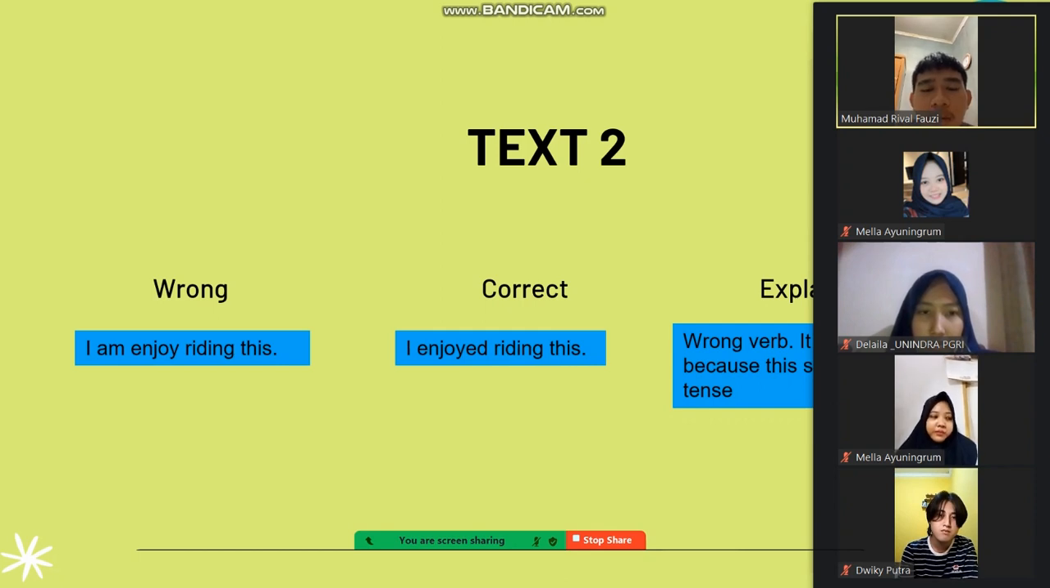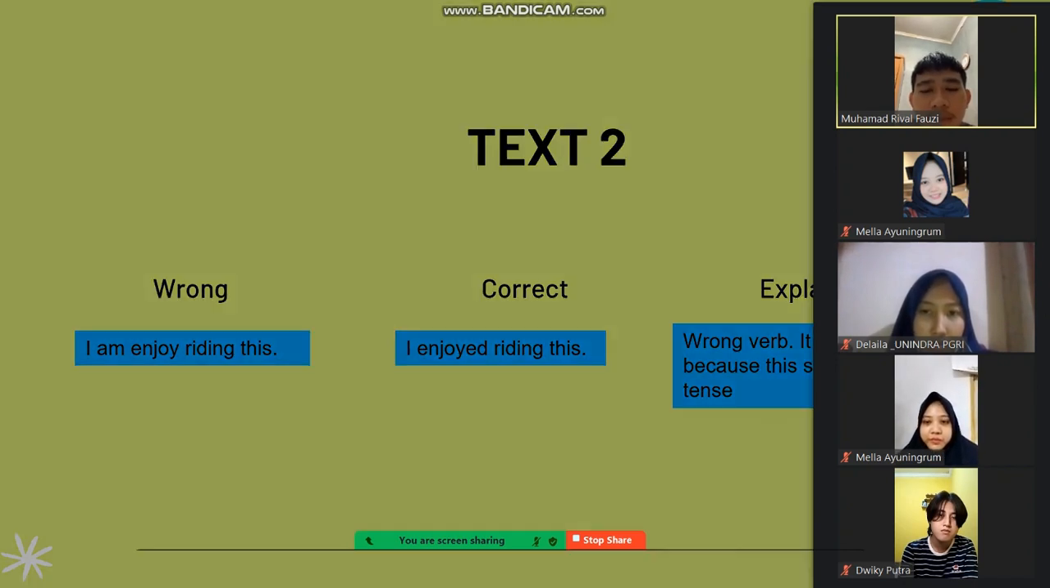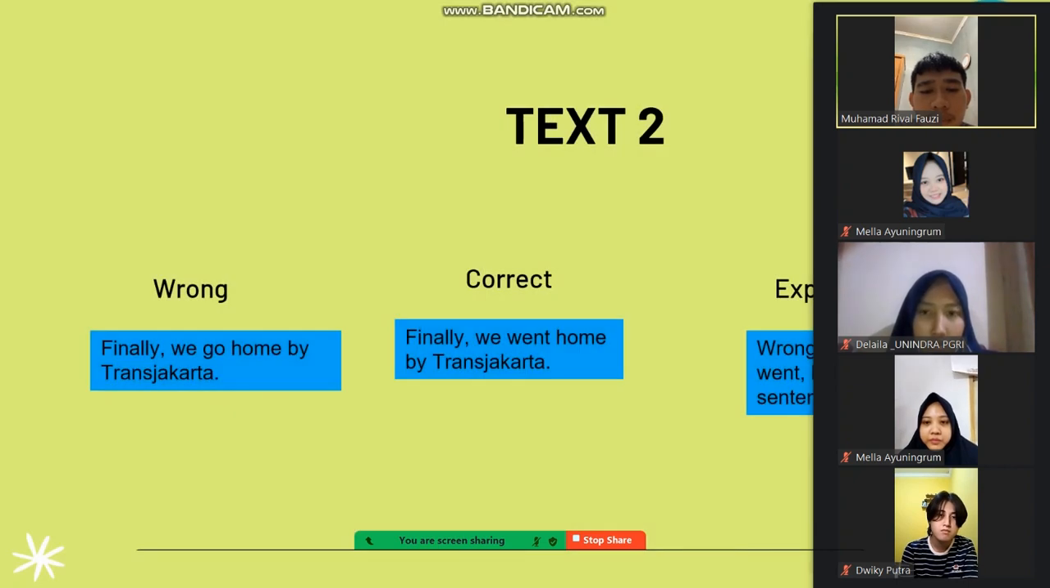I enjoy riding this. The correct is: I enjoyed riding this. The explanation: wrong verb. It should be enjoyed because the sentence is past tense. Finally, we go home by Transjakarta. The correct is: finally, we went home by Transjakarta. Wrong verb. It should be went, because this sentence is in the past tense.